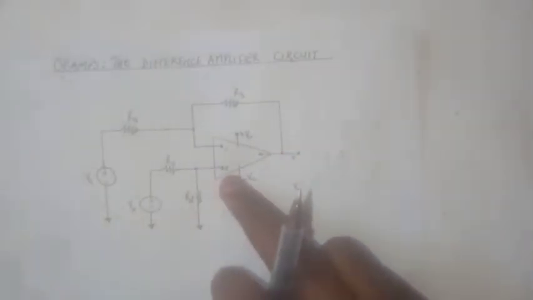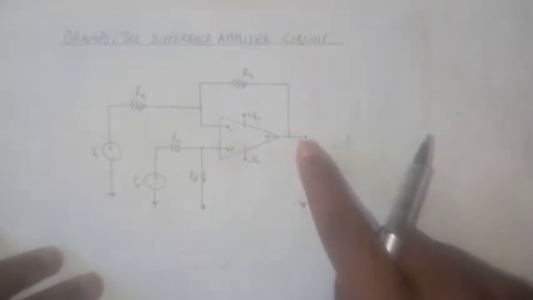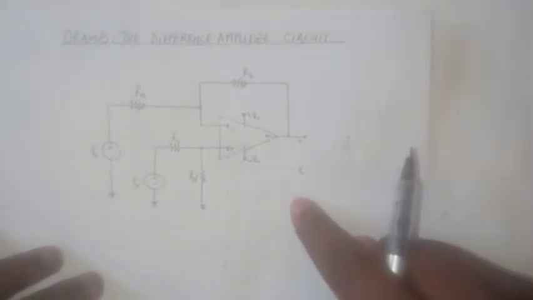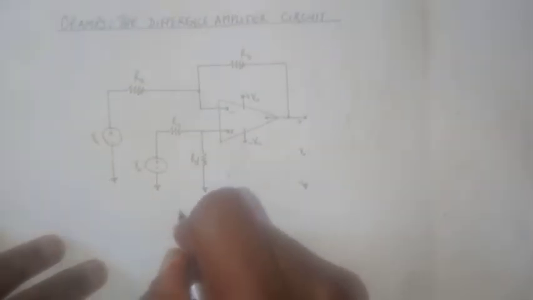By the end of this video, you will understand why this circuit is called the difference amplifier circuit. So first of all, let's proceed to find out the value of V naught. First of all, we highlight our constraints.